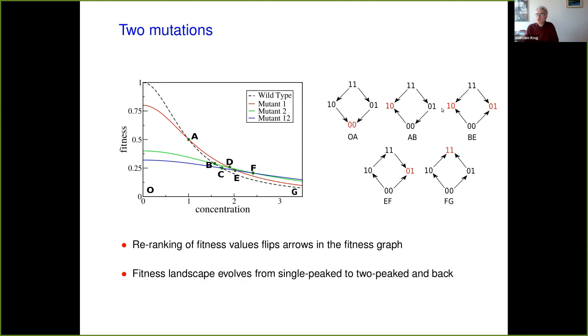And then as you go on, at some point, this local fitness maximum ceases to be a fitness maximum. And at very large concentration, the ordering of these lines has just reversed. So now the wild type has the lowest fitness and the double mutant has the highest fitness, right? And so what you see here, what is the mechanism of this model, is that as you increase the concentration, there's a kind of re-ranking of the fitness values. This flips the arrows in the fitness graph and the landscape evolves now in this case from single peak to two peak and back. And what you can imagine is as you now have more mutations, presumably there will be more peaks. So the landscape at intermediate concentrations can be rather complicated.